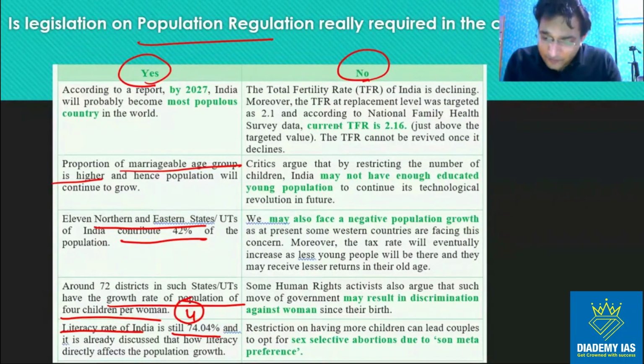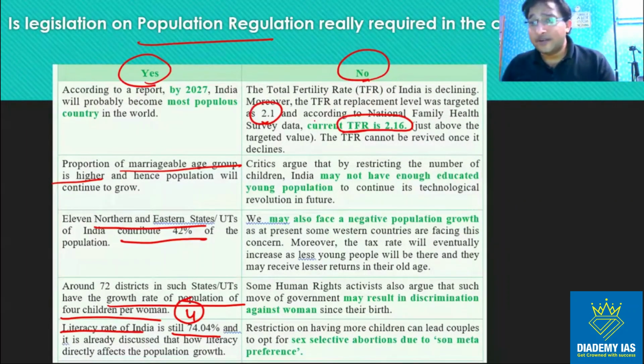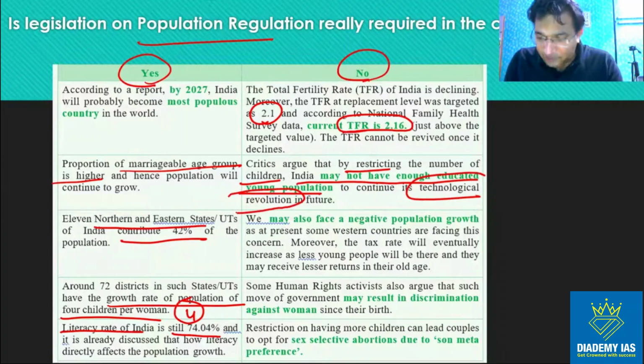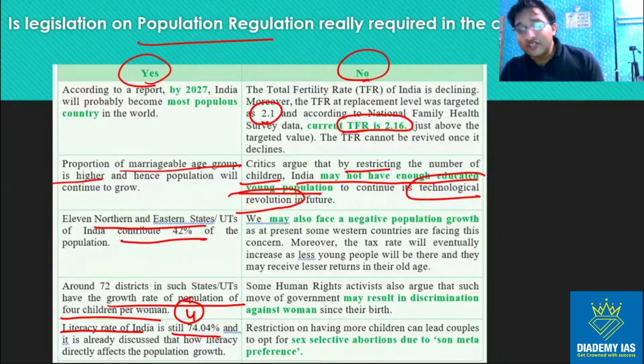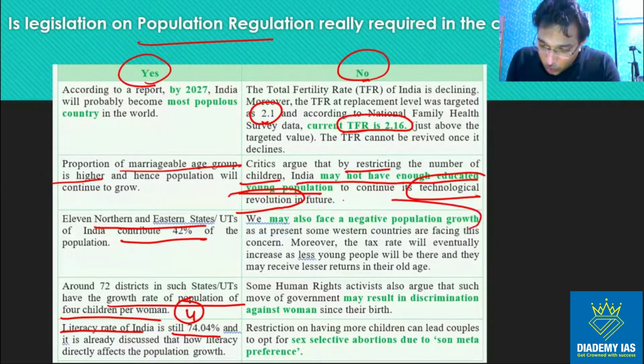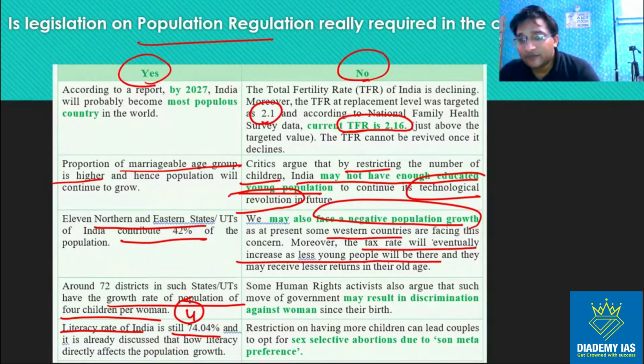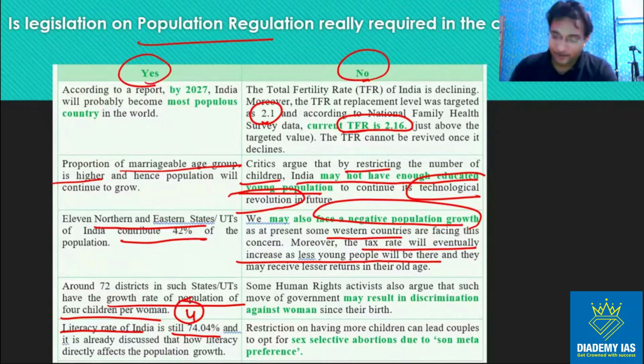तो वो कहते हैं कि अभी जो हमारा TFR है that is just 2.16 and we require 2.1, so we should not regulate the population, ठीक है। And we say that if we restrict the number of children, then India may not have enough educated young population at the time of technological revolution. तो अगर हम नए बच्चे नहीं पैदा करेंगे तो we will not have much tech savvy population which will be a resource in the future tech savvy world. We may also face a negative population growth just like western countries, ठीक है। Moreover, tax rate will eventually increase as the less young people will be there. तो जब young people कम होंगे तो tax rate automatically कम हो जाएगा.